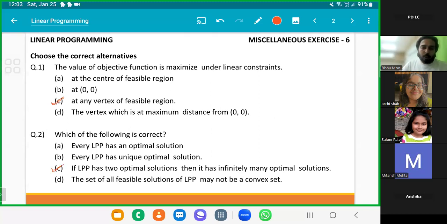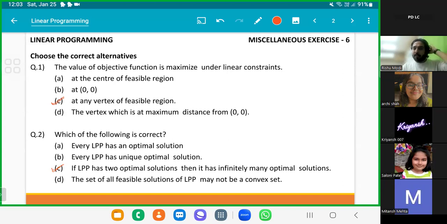If it has two optimal solutions, if for example, the question is of maximization, and if you are getting maximized at 2 points, that means there are more than 2 points which will give the same answer of maximization. Same rule goes for minimization also. So if you have two optimal solutions, that means you have infinitely many optimal solutions. So answer for the first and the second goes as C and C.